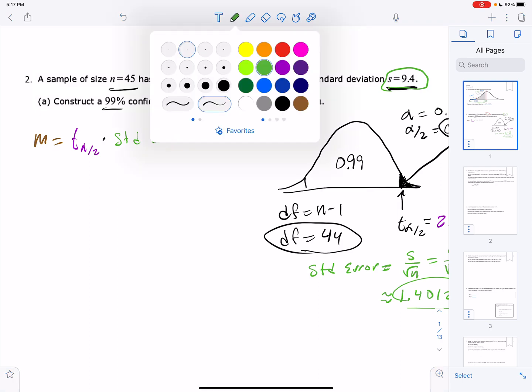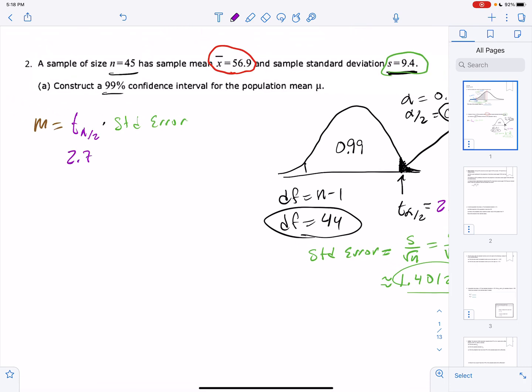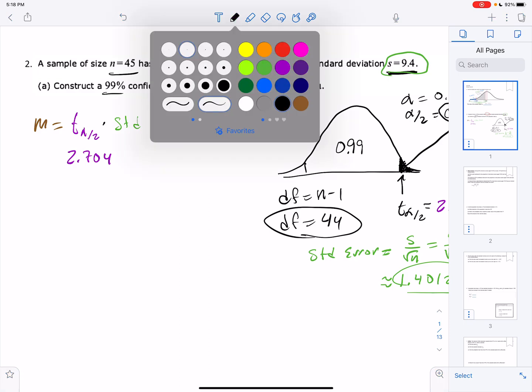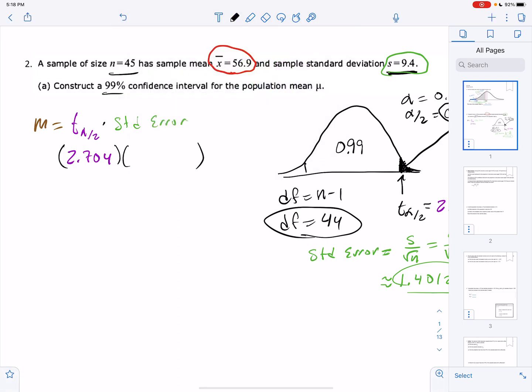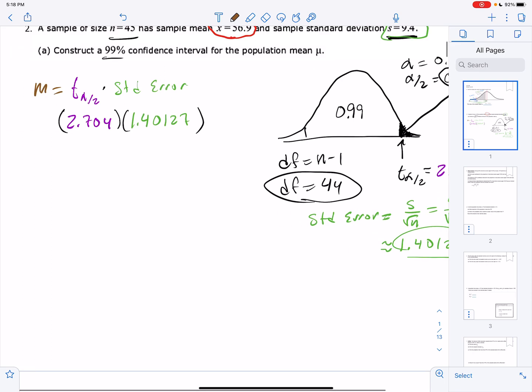All right, well, we know those values. We know the critical value is 2.704, and that gets multiplied by our standard error, which is 1.40127. When we multiply that, it gives us a margin of error of approximately 3.789, at least to 4 places. I'll go to 5 places.